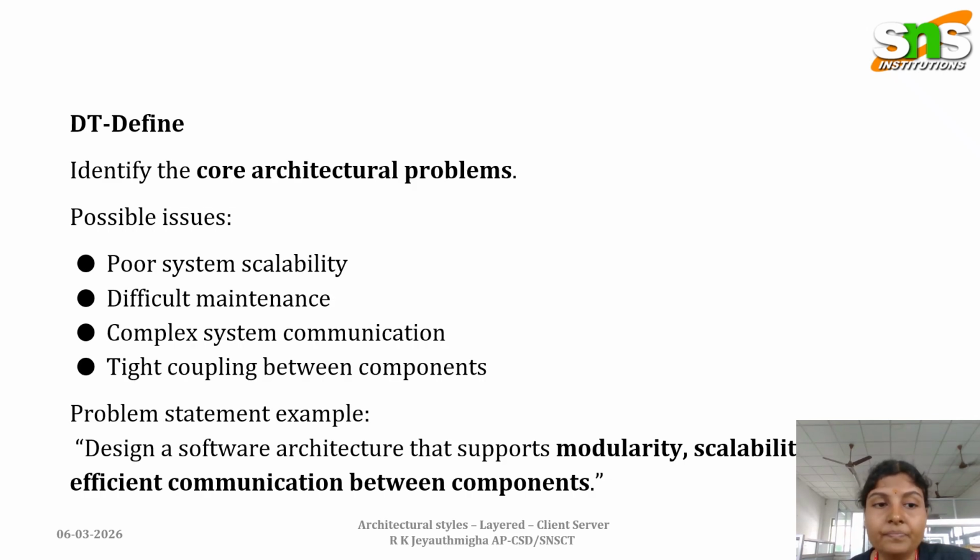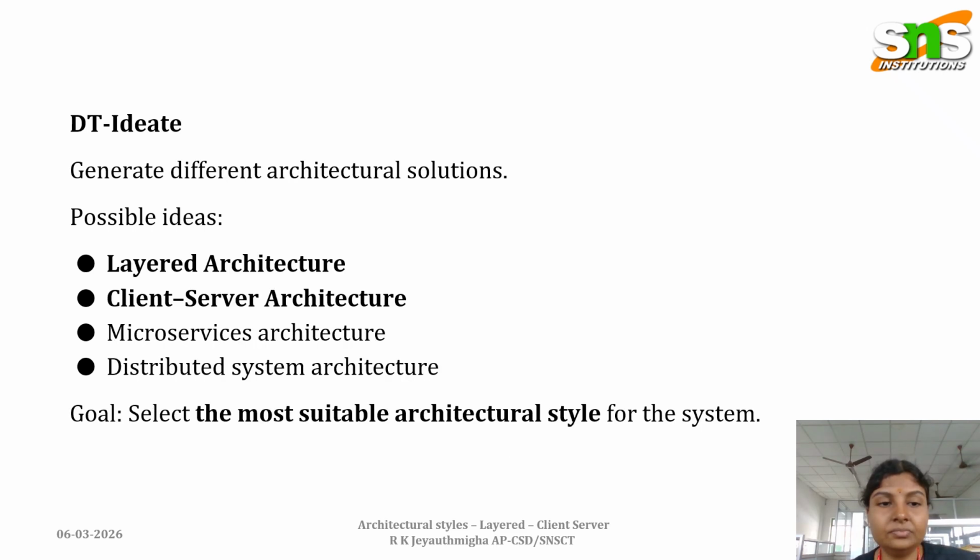Let's define. The possible issues are poor system scalability, difficult maintenance, complex system communication, tight coupling between components. The possible ideas are layered architecture, client-server architecture, microservices architecture, and distributed system architecture. And the goal is to select the most suitable architectural style for the system. Let's discuss layered architecture and client-server architecture in this video.